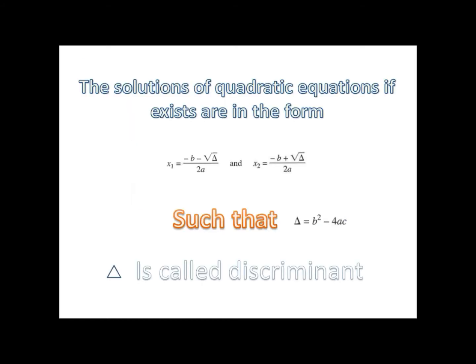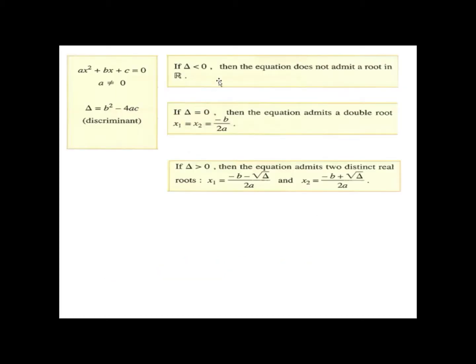We said that if the roots exist, so the solutions of these equations are in this way: x1 equals minus b minus radical delta over 2a, and x2 equals minus b plus radical delta over 2a, and delta is called the discriminant, which is b squared minus 4ac. We said that if delta is negative, so the roots are not real. If delta equals 0, so it admits a double root. If delta is positive, so it admits two distinct real roots.